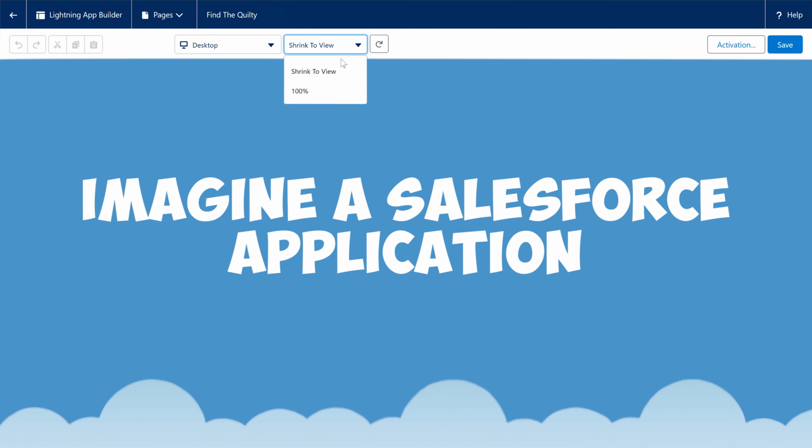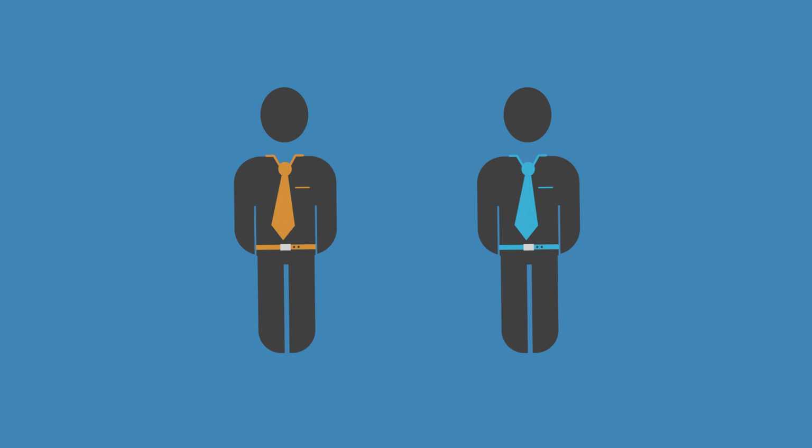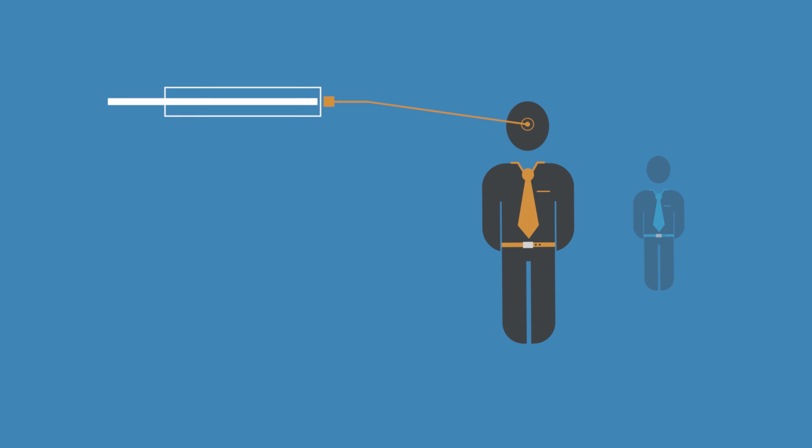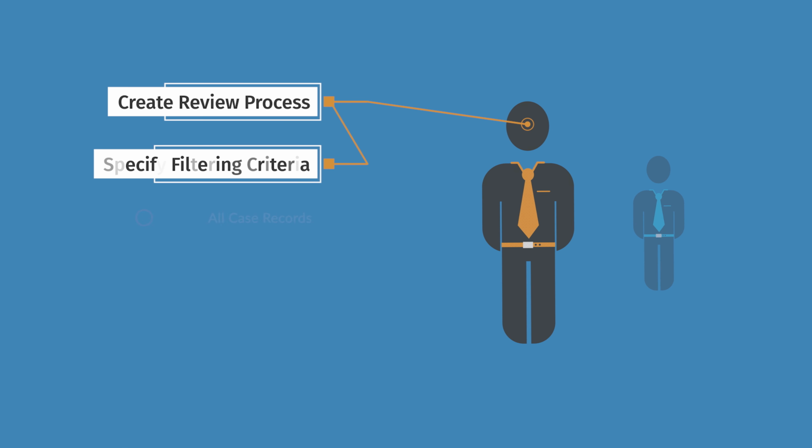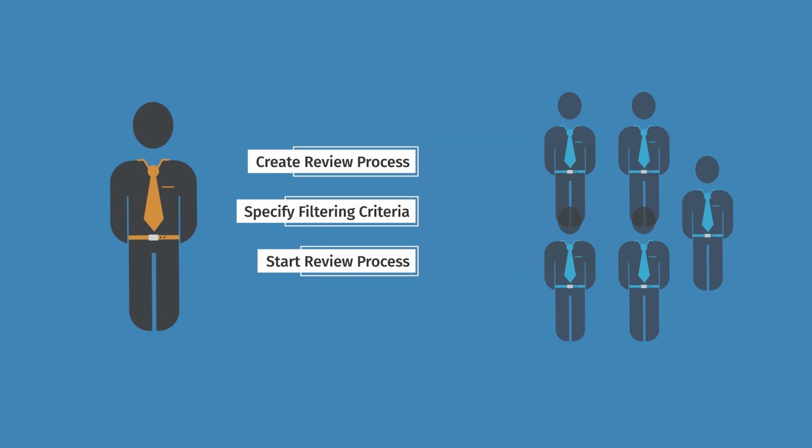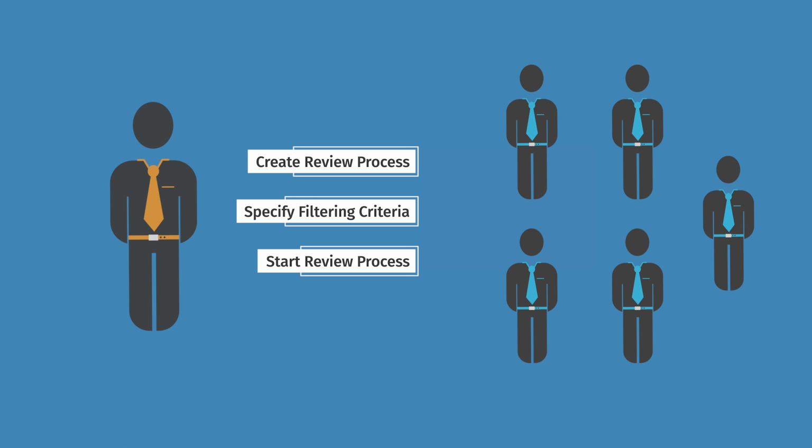Imagine a Salesforce application where there are two types of actors, an administrator and a reviewer, and the application allows the admin to create a new review process specifying, for example, that all cases created in 2024 should be checked for correctly filled in information in some fields. After that, all records in this category are equally distributed between reviewers who have a special interface with only those records that are assigned to them.